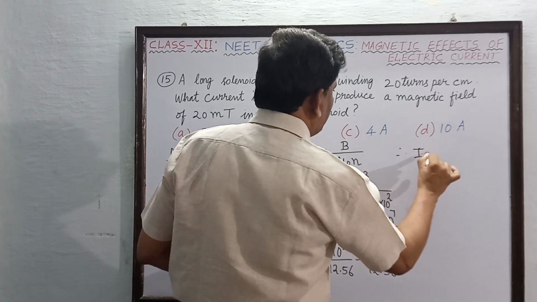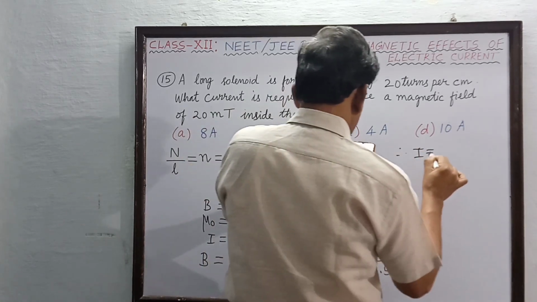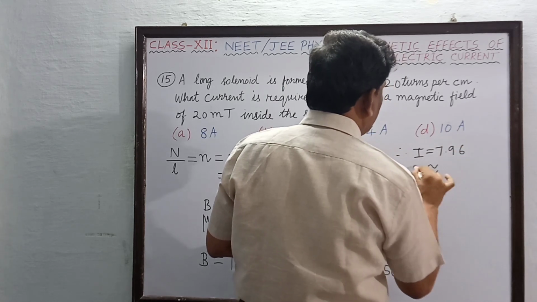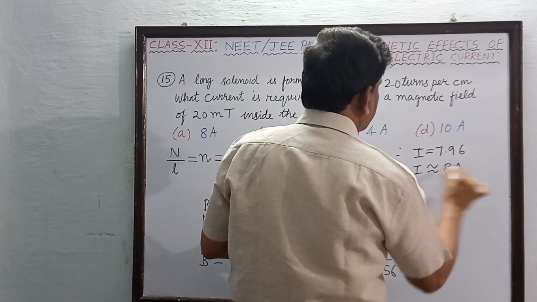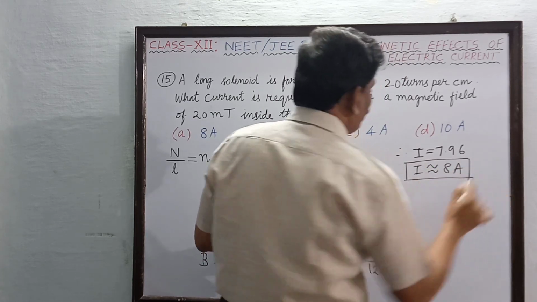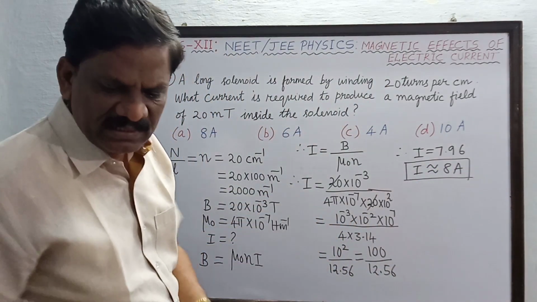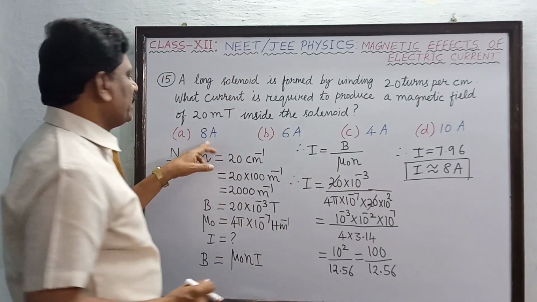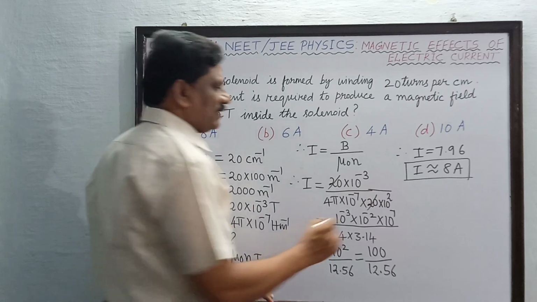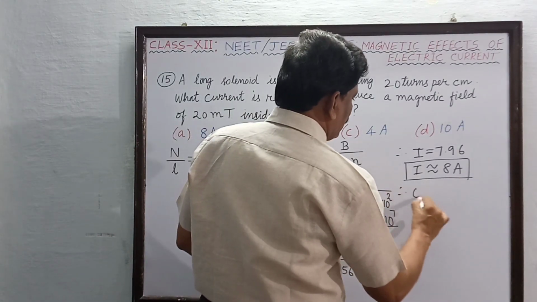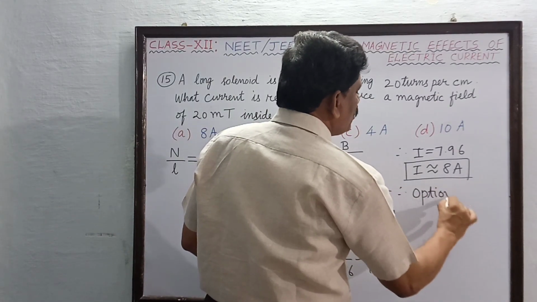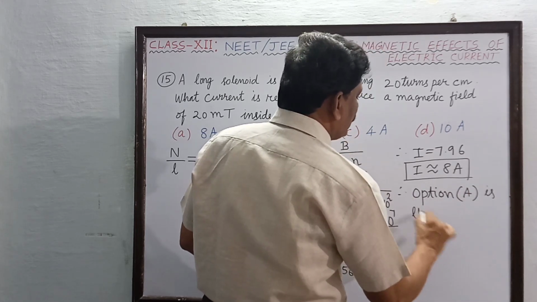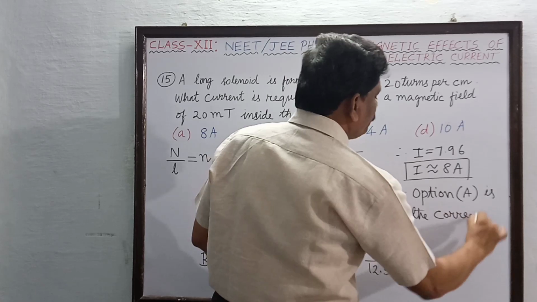Therefore, I is equal to 7.96, which is nearly equal to 8 ampere. It is rounded off to the next nearest digit. So it is nearly equal to 8 ampere. So which is the option? Option A itself is the right answer. Therefore, the current I is equal to 8 ampere. That is, option A is the correct answer.